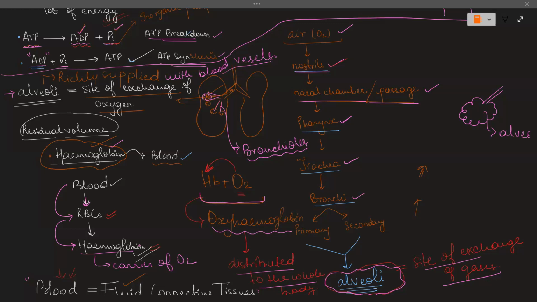Ma'am, what is residual volume? Yes, we'll come on to that. Leave that for now. Right. Now just write the conduction part. Okay, I'll explain everything. Okay, ma'am.